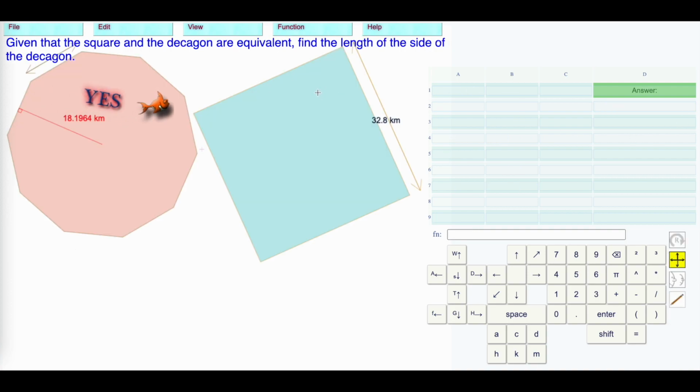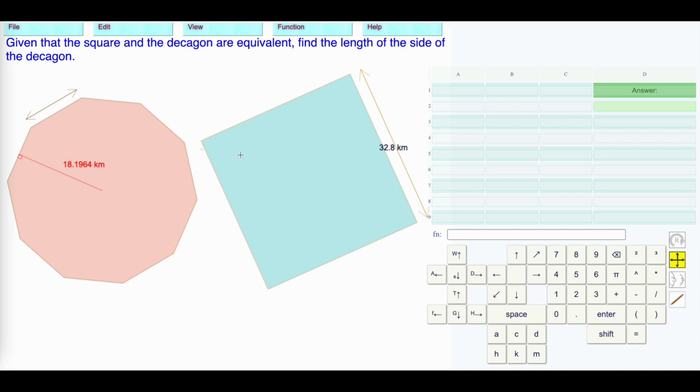All right, let's do one more quick one. We are after the side length of the decagon. Here we have a square, and the side length is 32.8. The area of the square is just that side length squared. For the decagon, the apothem is 18.1964. We are after the side length.